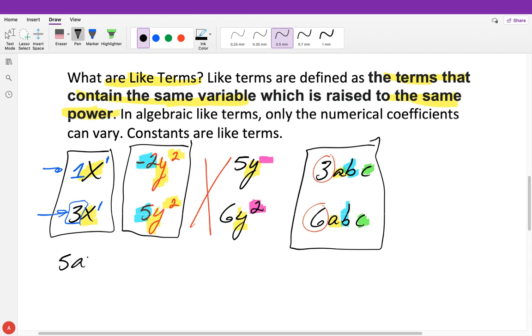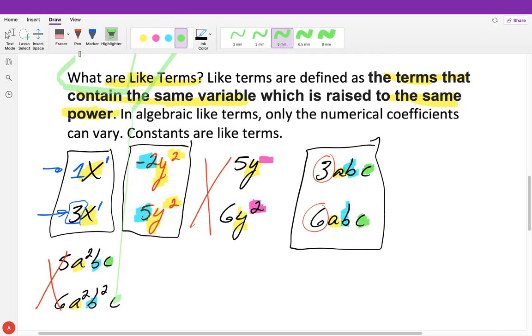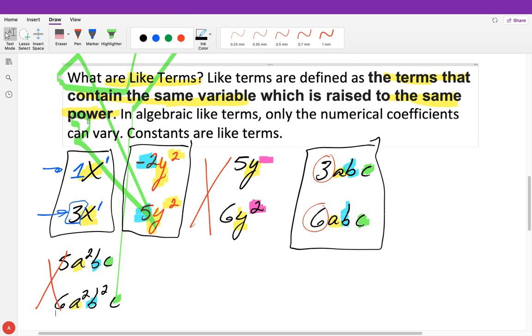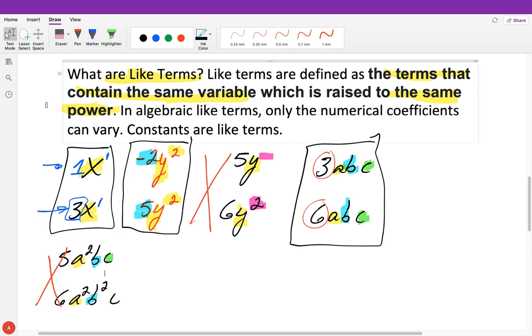If I say A squared BC, and now let's say 6A squared B squared C, are these like terms? And this answer would be no. These are not like terms. It may appear to some that they are because we have A and we have A, we have B and we have B, and we have C and we have C. We have the same variables, so why aren't they like terms? Well, the reason is that their powers don't match.